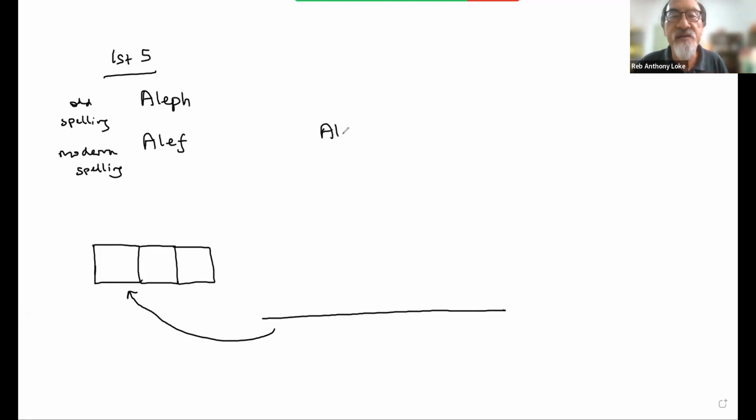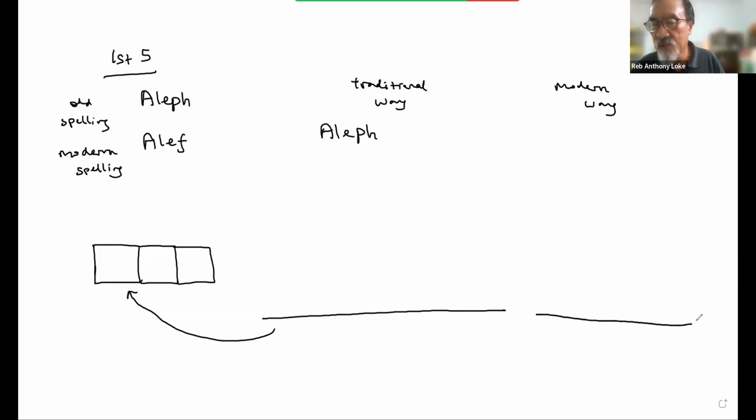The first letter is called Aleph, and it's written this way. There are two ways of writing: the modern way and the traditional way. The modern way is influenced a lot by the cursive. As you can see on page 6, the modern way is putting an X. It's an X for Aleph. Very interesting, they use literally an X.